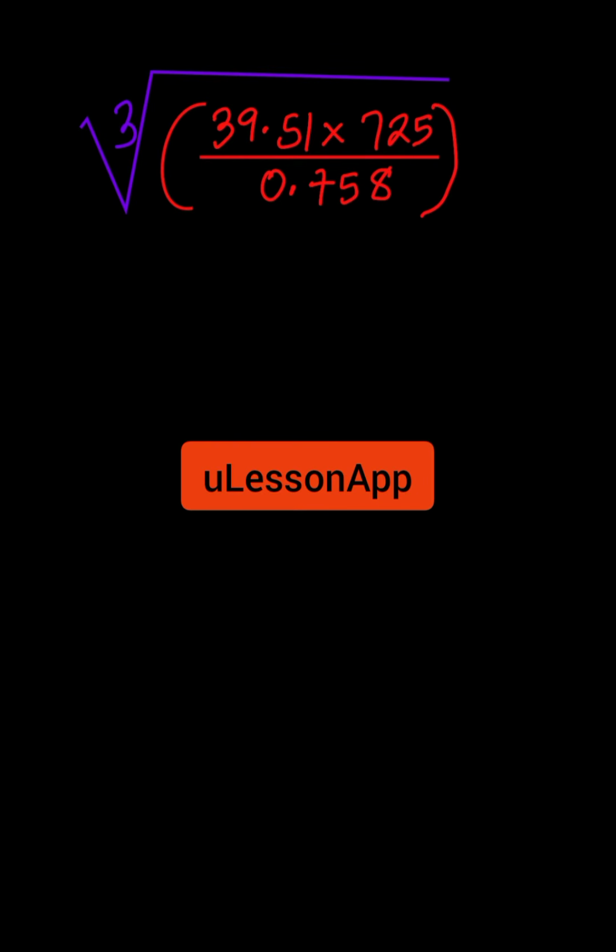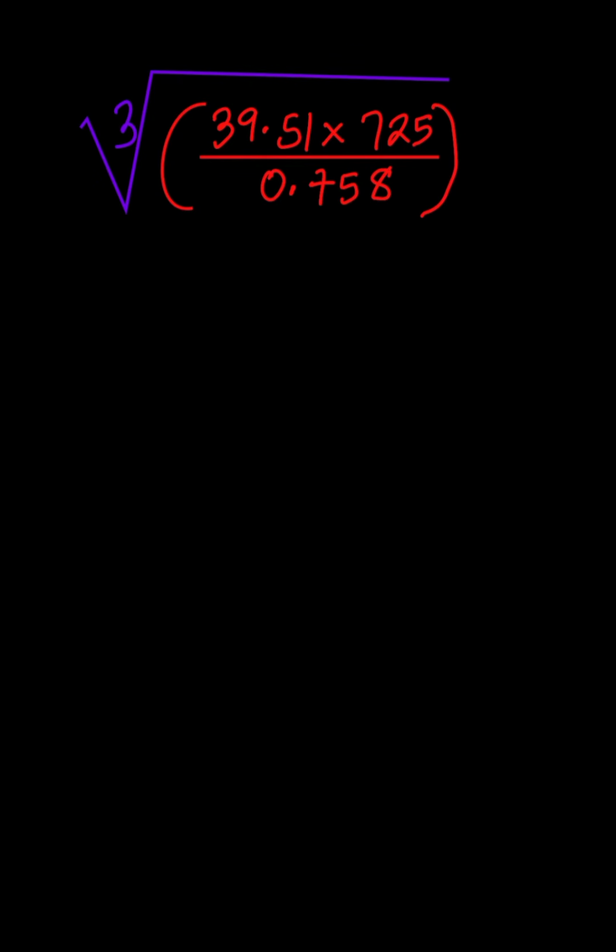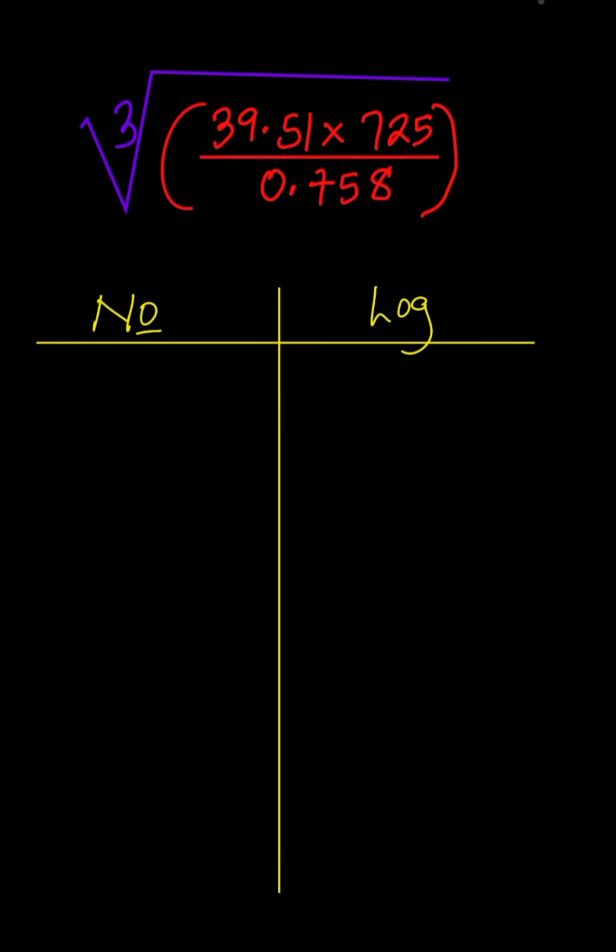So we have the cube root of 39.51 multiplied by 725 all over 0.758, all in a bracket. To do this, you need to formulate your table: number and logarithm. Then you have to draw a straight line to make up the required table. So this is what you will be having.